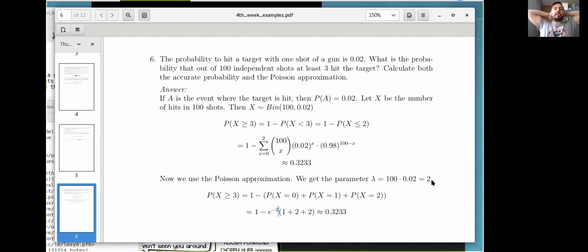And that's what you would expect. You would expect that once n is very large and p is very small.